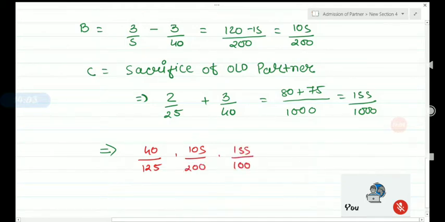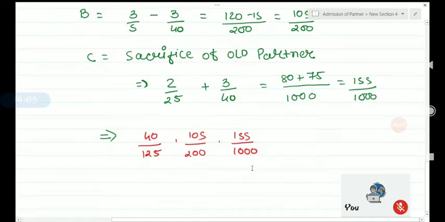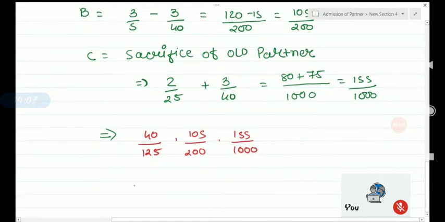Okay, no problem. Let's convert everything into 1000. So 125 8s are 320 upon 1000. 105 into 5, so 525 upon 1000, and 155 upon 1000.